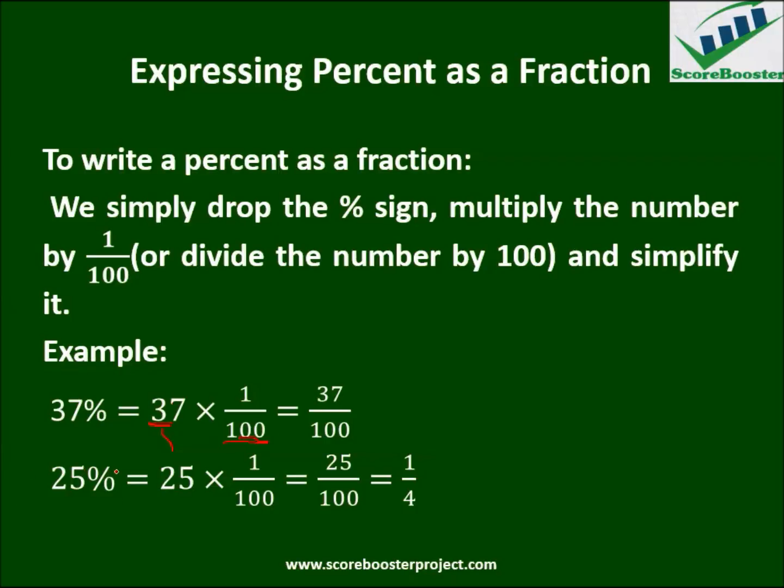Also, 25% is simply 25 times 1 over 100, which is the percent. So when you do that, you could now simplify, and here you could divide 25 by 25 to have 1, and 100 by 25 to have 4. So you have it as 1 over 4. So 25% you could write as a fraction 1 over 4.